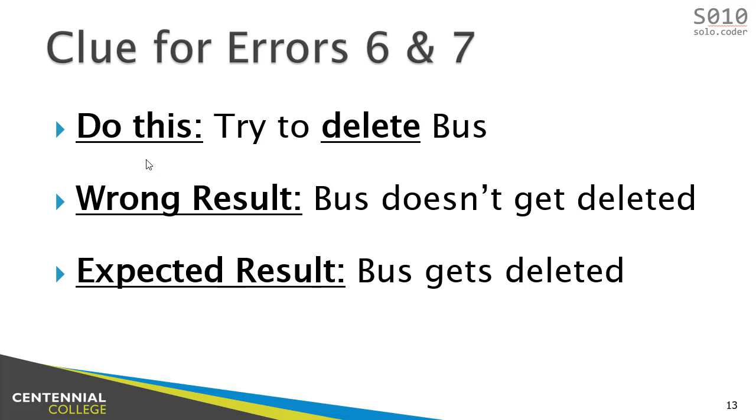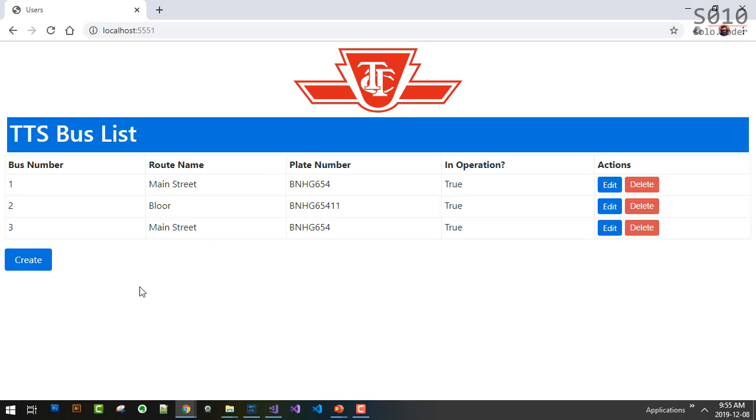The next one is a bundle of errors, two errors in one single clue. So let's try to delete the bus. We have a duplication here. Let's delete this one here, okay? So nothing is working there. It's posting, but not working. Again, we need to have a look at that.